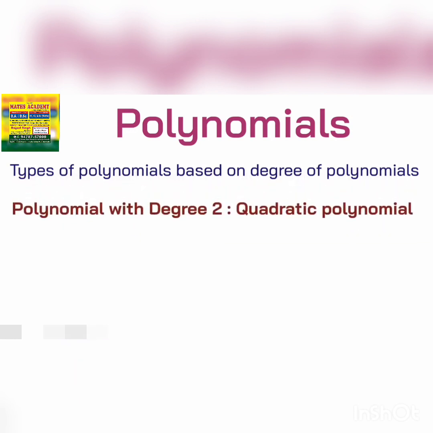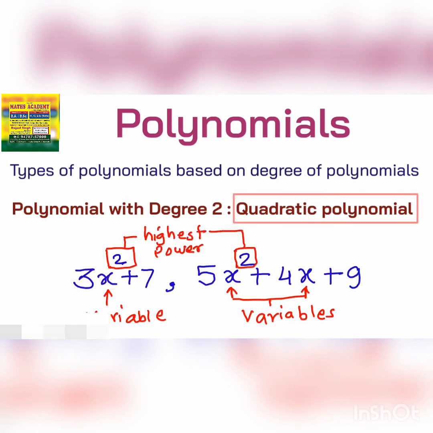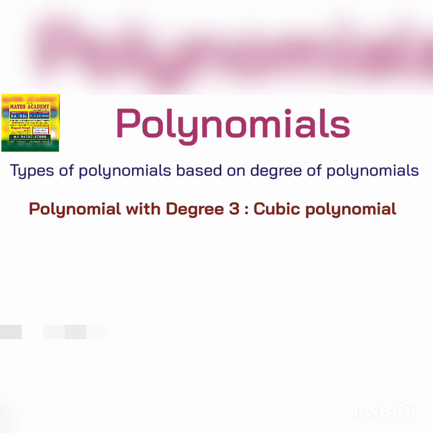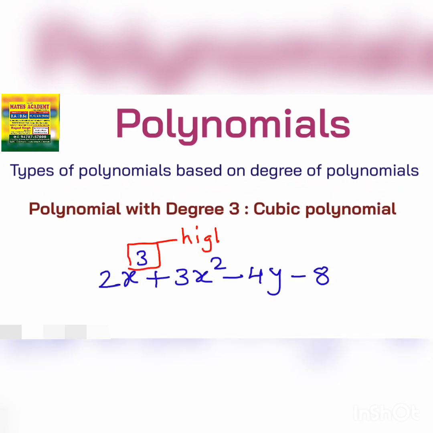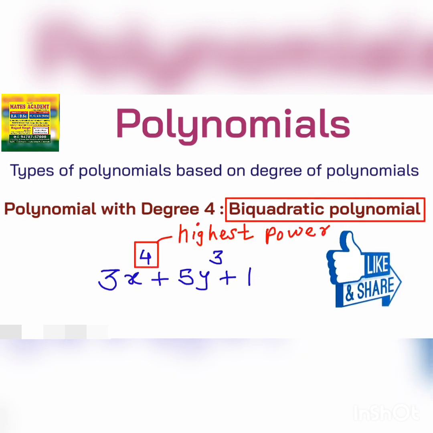A polynomial with degree 2 is called a quadratic polynomial. For example, 3x square plus 7, 5x square plus 4x plus 9, you can see the highest power of variable x is 2. That's why it is called a quadratic polynomial. The polynomial with degree 3 is called a cubic polynomial. For example, 2x cube plus 3x square minus 4y minus 8. The highest power of x is 3 over here. The polynomial with degree 4 is called a biquadratic polynomial. For example, 3x to the power 4 plus 5y cube plus 1 is an example of biquadratic polynomial.